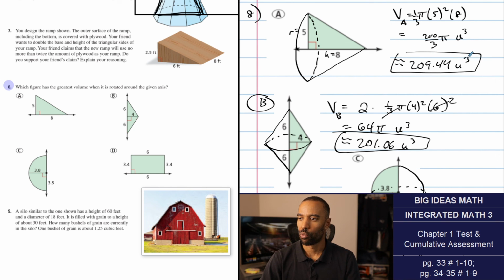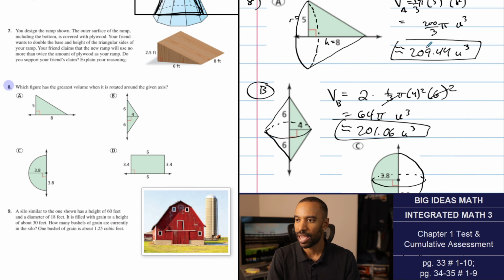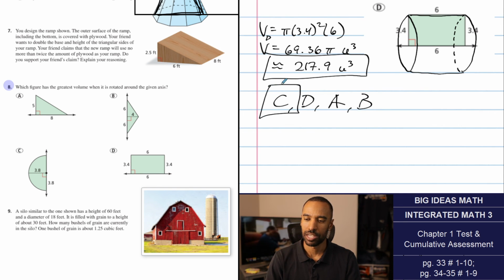Okay, so ranking from biggest to smallest, we got C, D, A, B. So C, D, A, B. C is biggest. C wins. Greatest volume. The sphere. It rules the world.